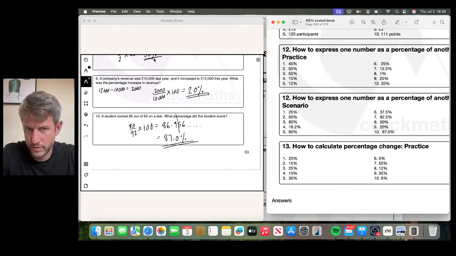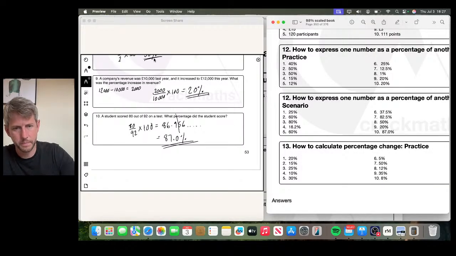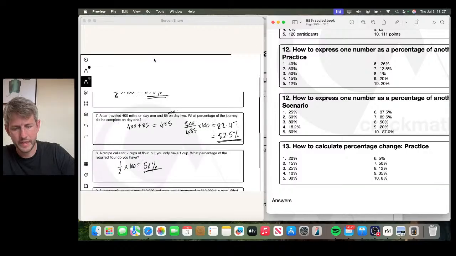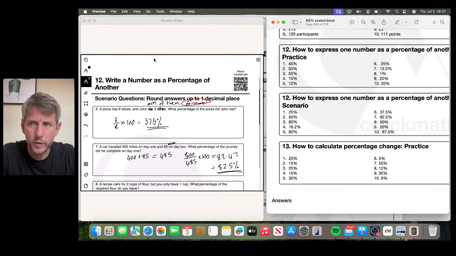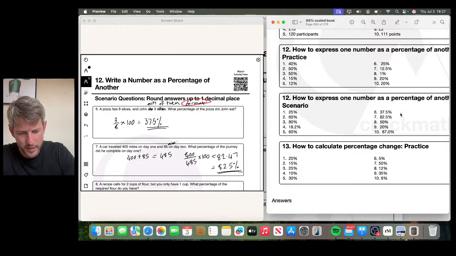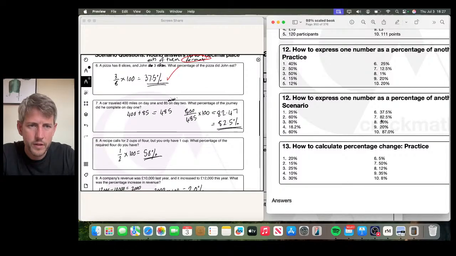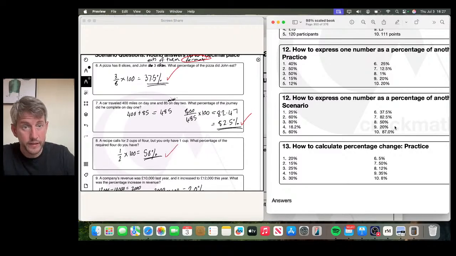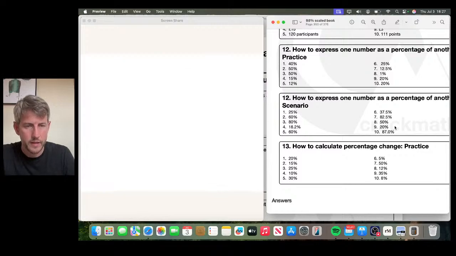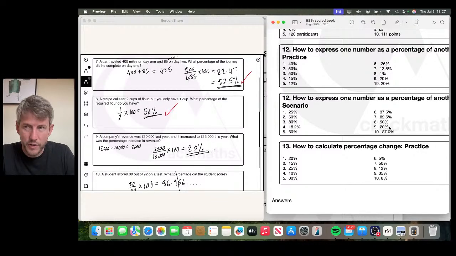Okay, change to red. 12 scenario, here we are. 37.5, yep, that agrees. 82.5, yep, we're in agreement again. 50%, yeah, we agree here. 20%, we agree here.